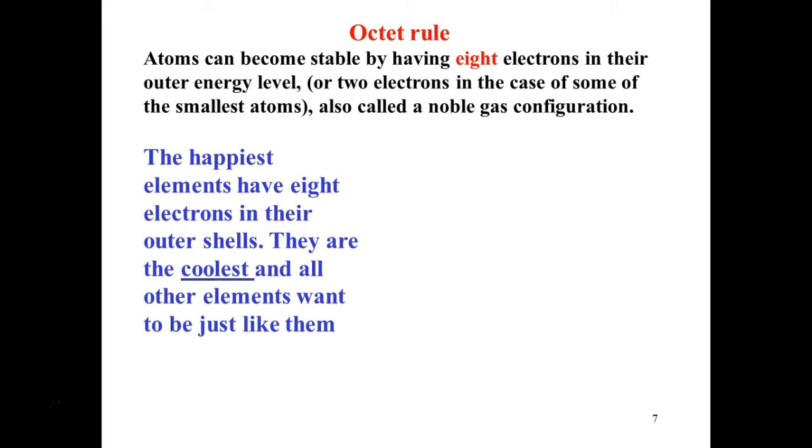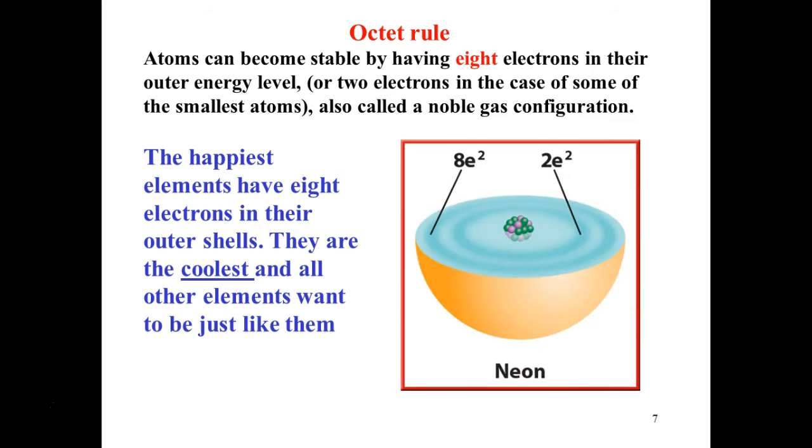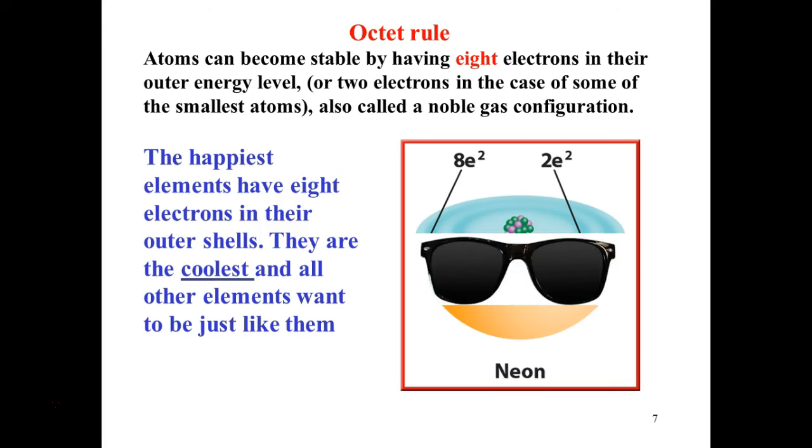They're also considered kind of the coolest of the elements, like neon, and everybody wants to be just like them. So here's neon. Neon has 8 electrons in the outer shell. It's very happy, and all the other elements want to be just like that. They're going to do all they can to be like the noble gases.